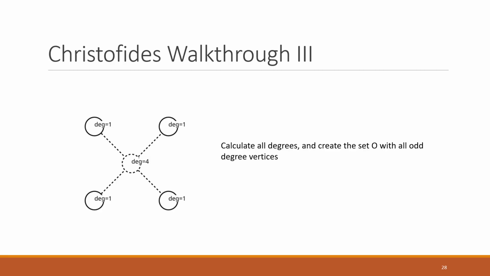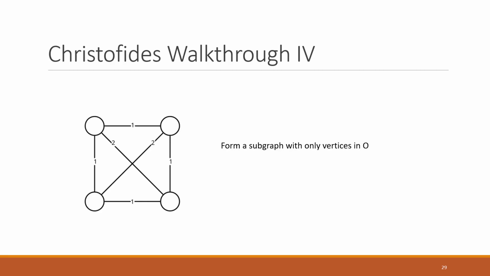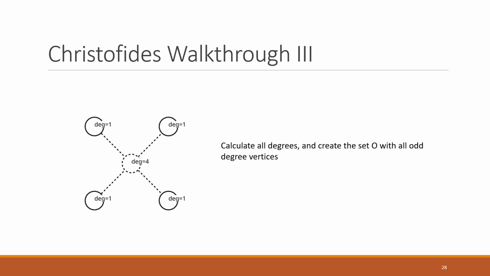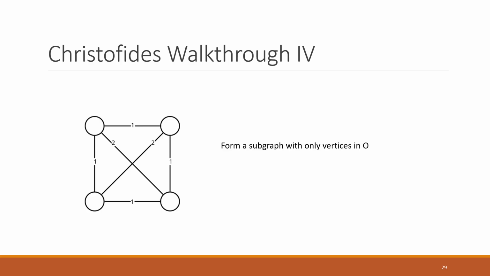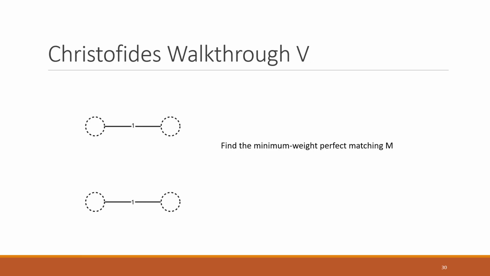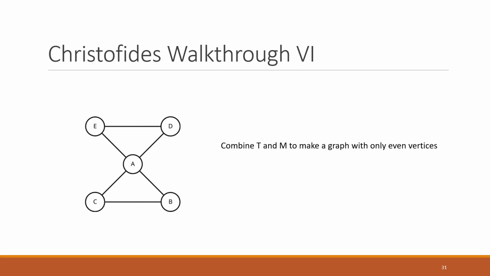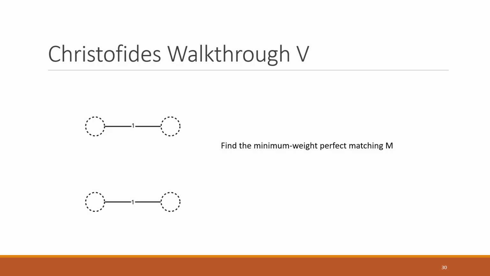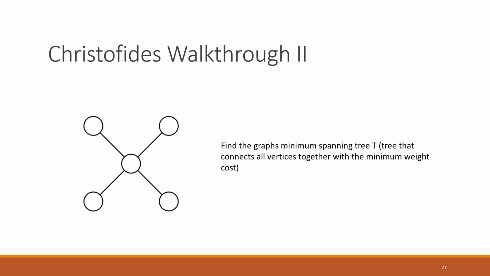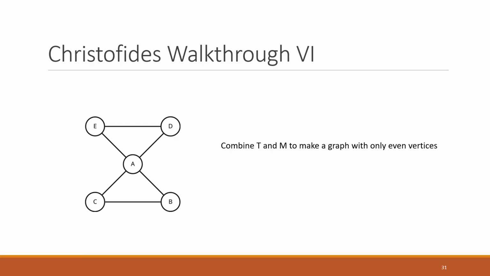Then we need to calculate all degrees and create the set O with odd degree vertices. So this one will be pruned because it has 4 degrees, which is even. And then we form a subgraph with only vertices from O. Then we find the minimum weight perfect matching M using O. And finally, we combine M, this one here, with the original tree that we had to create this new graph where each vertex has an even degree.